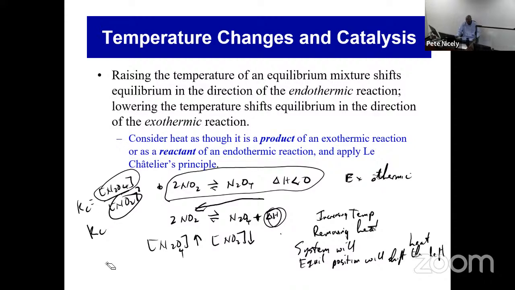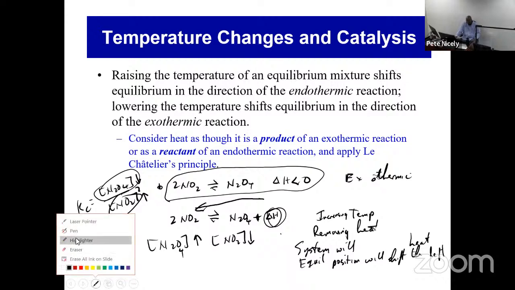So that means that the concentration of N2O4 will decrease, and the concentration of NO2 will increase, which means that Kc will decrease as a result. All right, I apologize for that. So that's what happens if you increase the temperature. All right. If you decrease the temperature now, the reverse will happen.